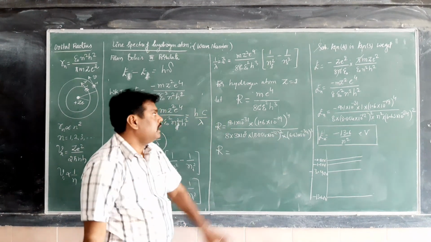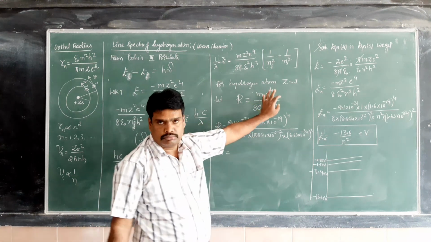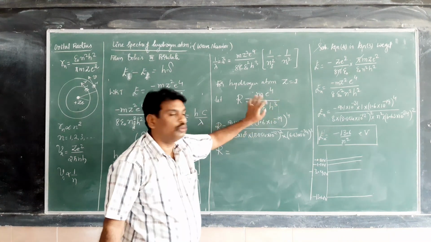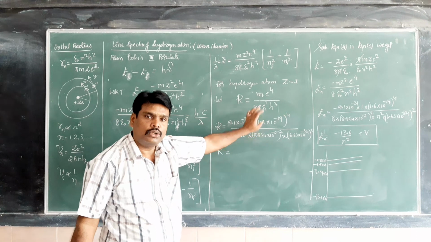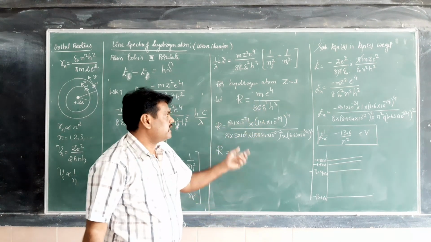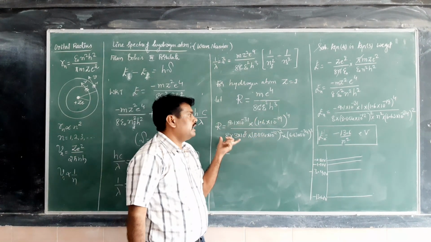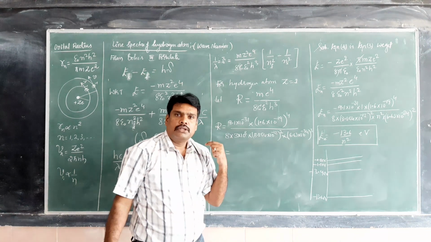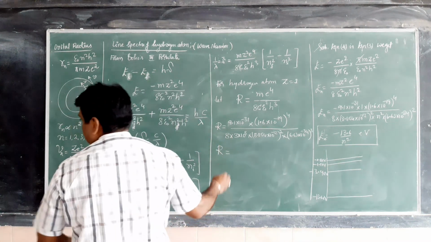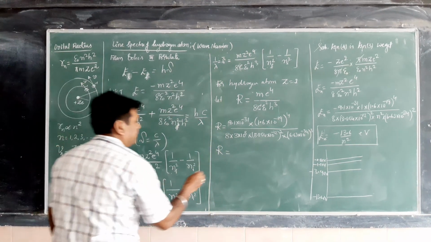If I consider the helium atom, Z is equal to 2. You take any atom, the respective Z value you can take. This is the Rydberg constant for hydrogen atom. So the value of the Rydberg constant for hydrogen atom is 1.0967.